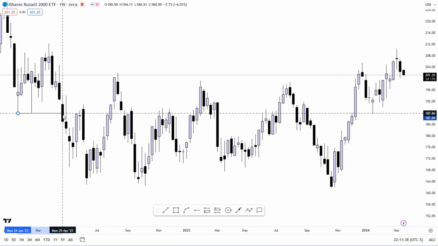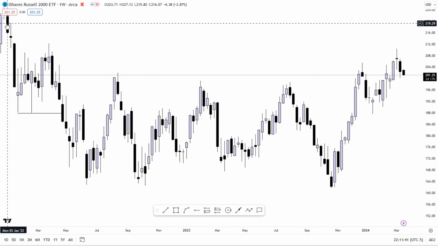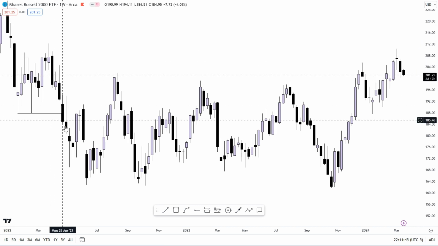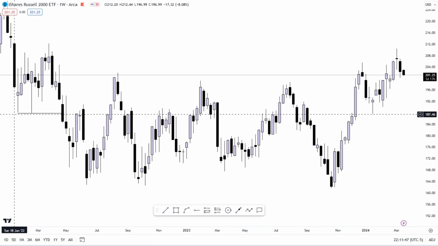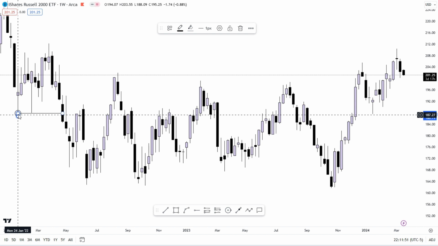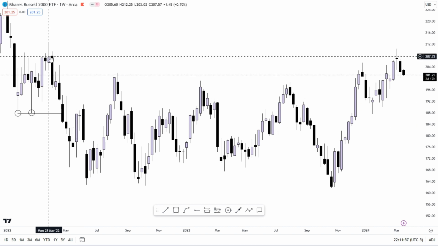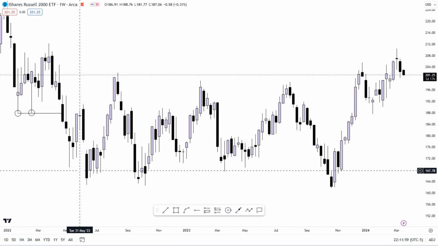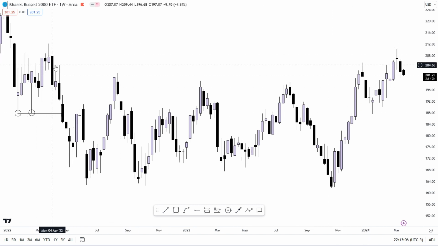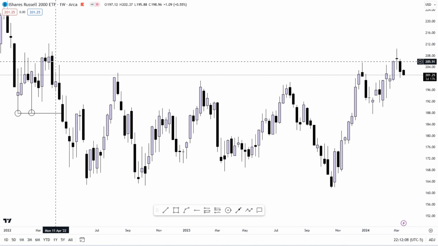We see price trades down, has consolidation, and then trades down again to break both of these lows right here. So price trades below this low, and price also trades below this low. And so now with price trading below that low, that's a break in structure to the downside. So when price returns there in the future, we're going to be looking for opportunities to take puts.